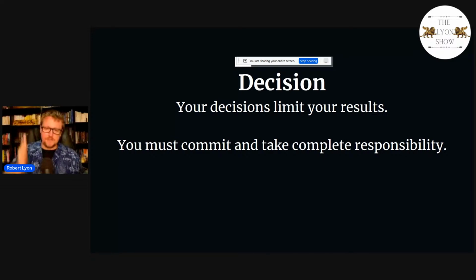And this is the first step in the theory of constraints. If your business is having all kinds of problems and you don't know what it is, maybe it's because you haven't made a decision that you are going to do whatever it takes to make this business successful. Okay. If you're just starting out in one of my programs or you're just seeing this, the first step is always to make a decision. You must commit and take complete responsibility.